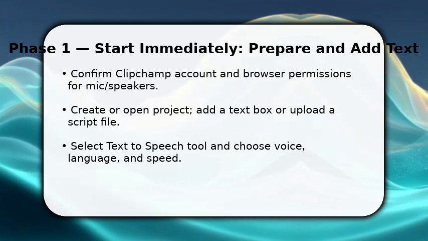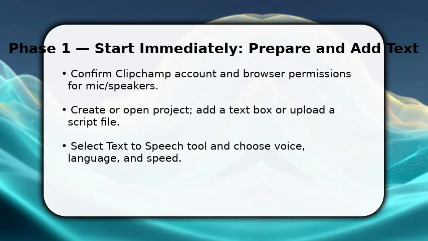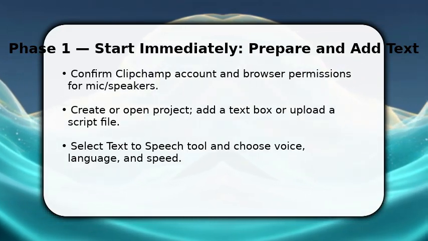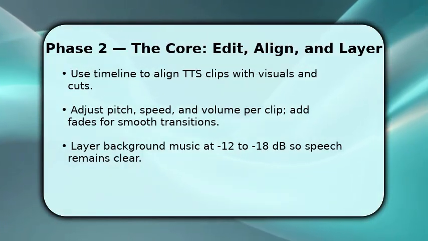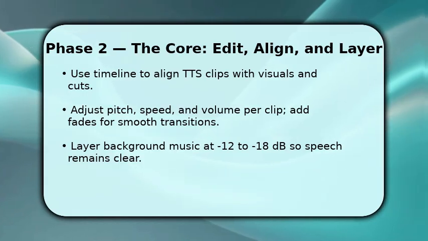Make sure to save iterations as separate clips so you can compare. If you need punctuation to shape intonation, add commas, dashes, or ellipses, they matter. Once your base TTS clips are in place, focus on timing and natural flow, move clips on the timeline to match scene changes and on-screen actions.